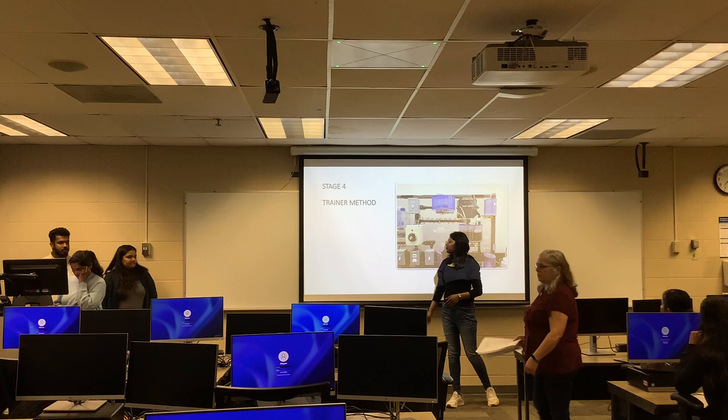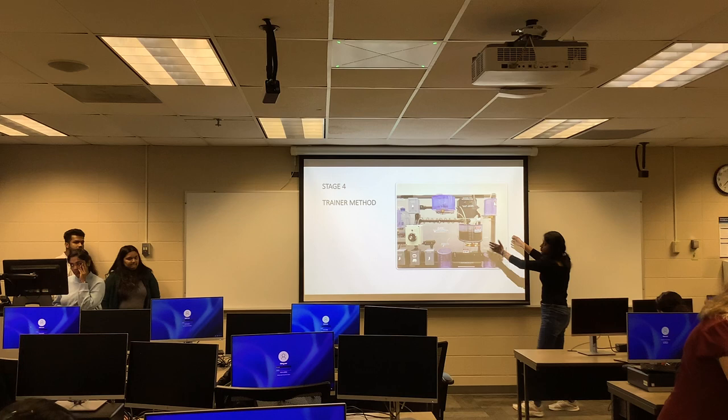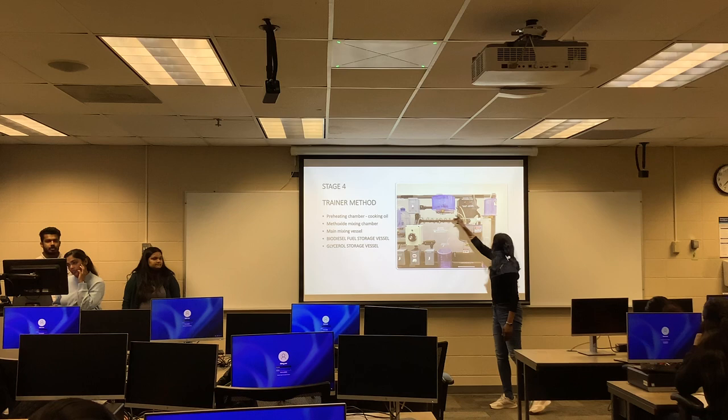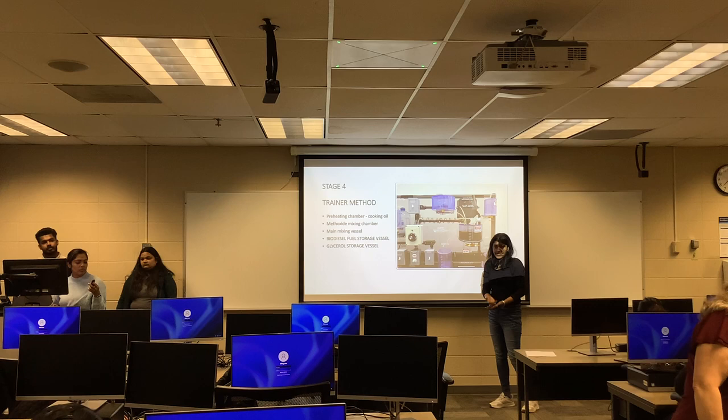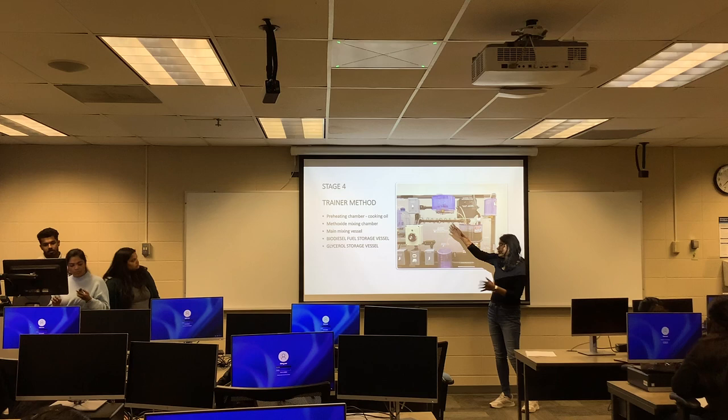Now the method, the trainer method. As you can see, this is a machine trainer, and it consists of three chambers. This is a preheating chamber, this is a methoxide mixing vessel, and this is the main chamber. As a first step, we use the preheating chamber to preheat the cooking oil once again, in case any excess water is left. By preheating this, the water content will be low.